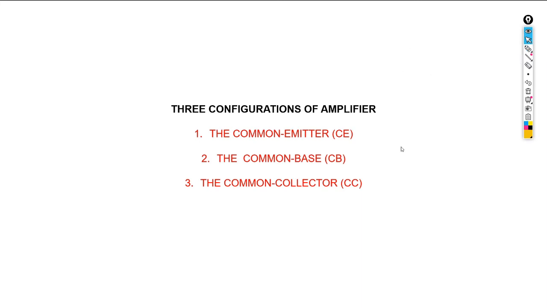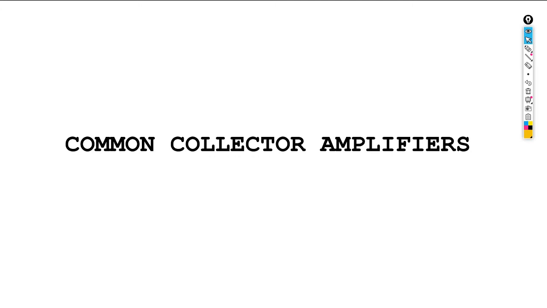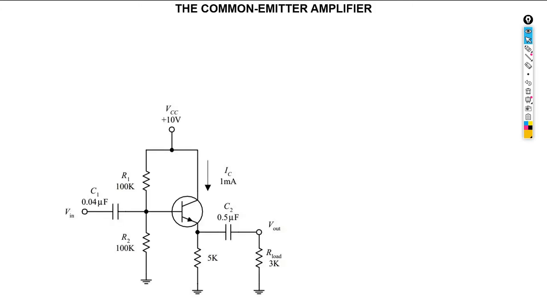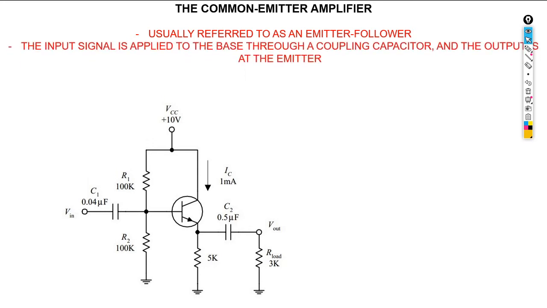So without going further, you can see that it's all about the common collector amplifier. This is our configuration. What we need to keep in mind is that it is usually referred to as an emitter follower. The input signal is applied to the base through the coupling capacitor. One thing we are going to observe is that the output is taken from the emitter, but the input is on the base. So that's basically what we need to write down about it.